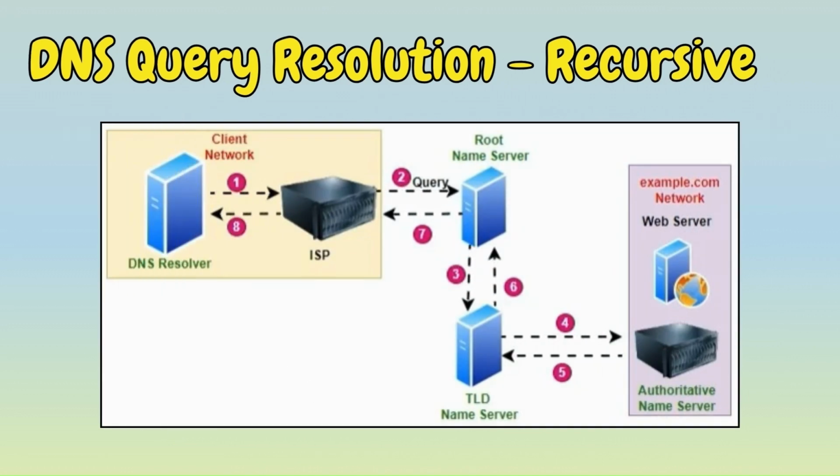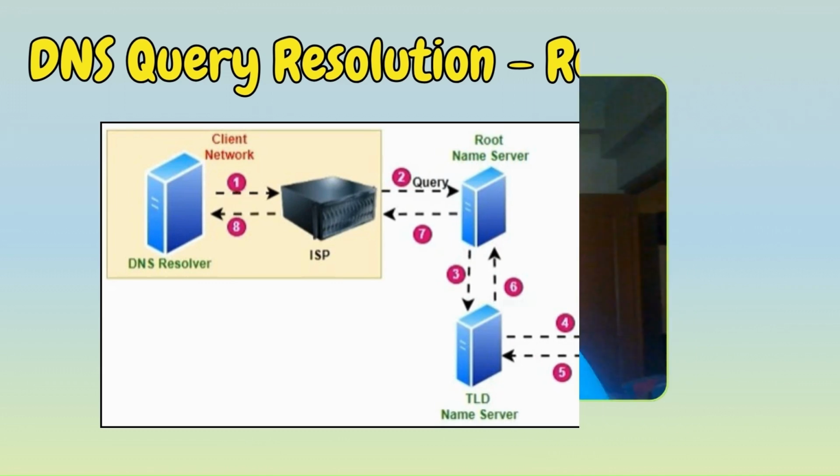In recursive resolution, the DNS resolver sends a query to a root name server and expects a comprehensive response containing the requested information. If the queried root name server lacks the information, it recursively queries other DNS servers, such as TLD and authoritative name servers, on behalf of the resolver until it obtains the requested information. The DNS resolver's configuration determines whether it performs recursive or iterative resolution.